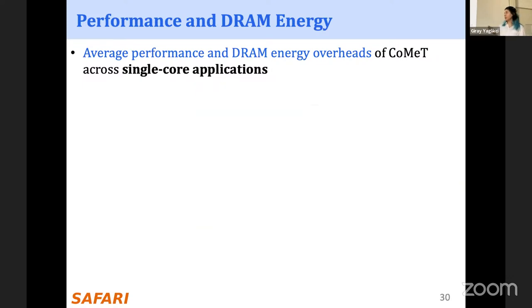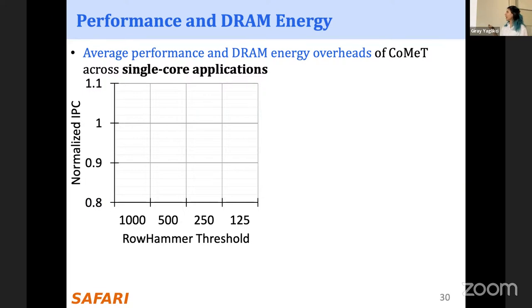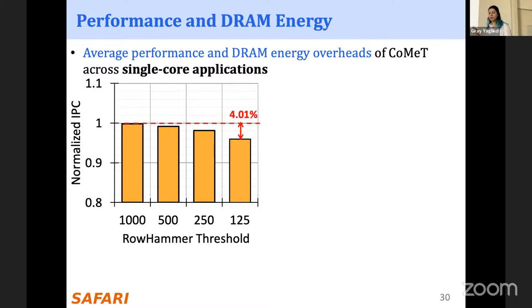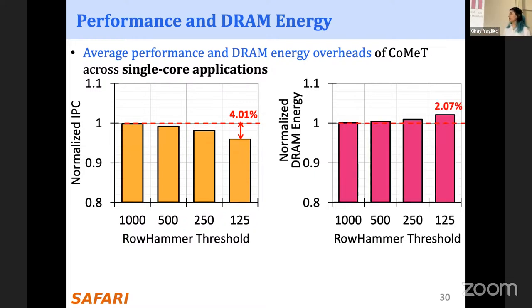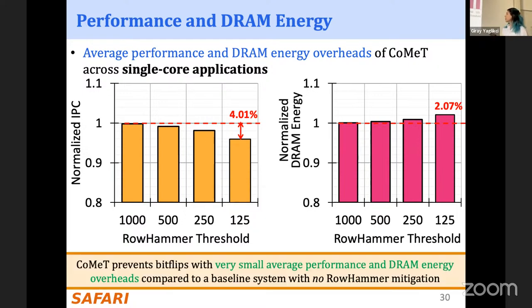Let's look at the performance and DRAM energy analysis of CoMeT. We evaluate the average performance and DRAM energy overheads of CoMeT across single-core applications, and these are the performance results normalized to a system with no RowHammer mitigation across different RowHammer thresholds. As the RowHammer threshold decreases, CoMeT incurs a small performance overhead. This is because it issues preventive refreshes, as opposed to the baseline with no mitigation. And this is the DRAM energy results normalized to the same baseline, and the results are similar. And we conclude that CoMeT prevents bit flips with very small average performance and DRAM energy overheads compared to the baseline.